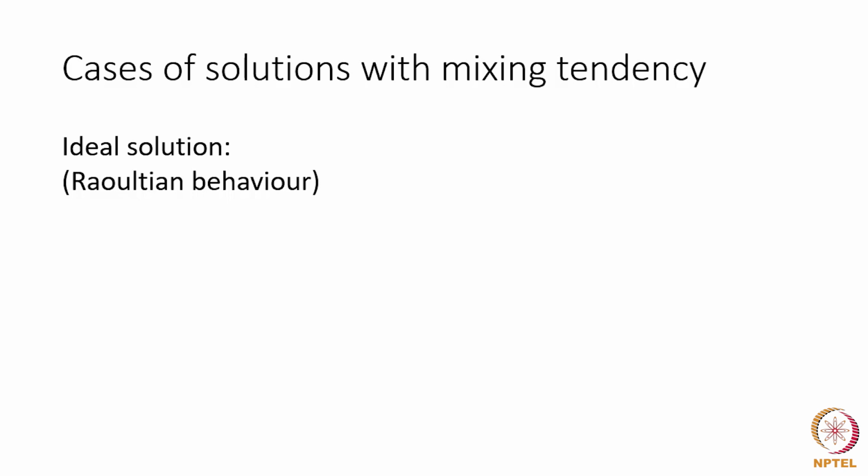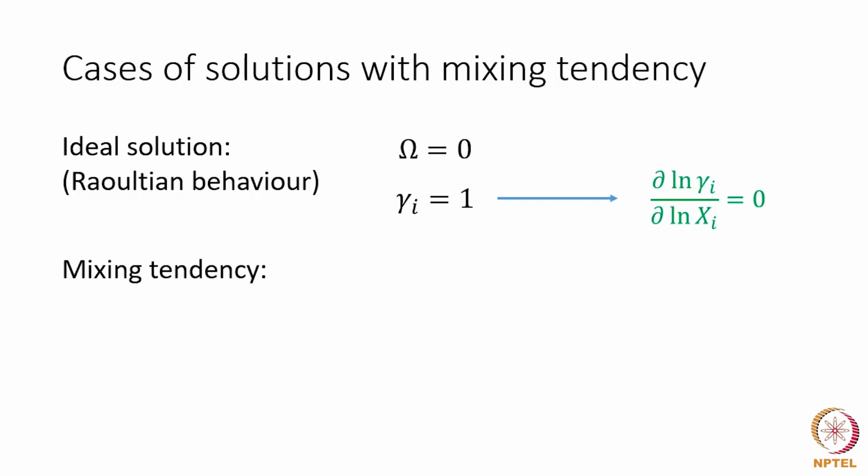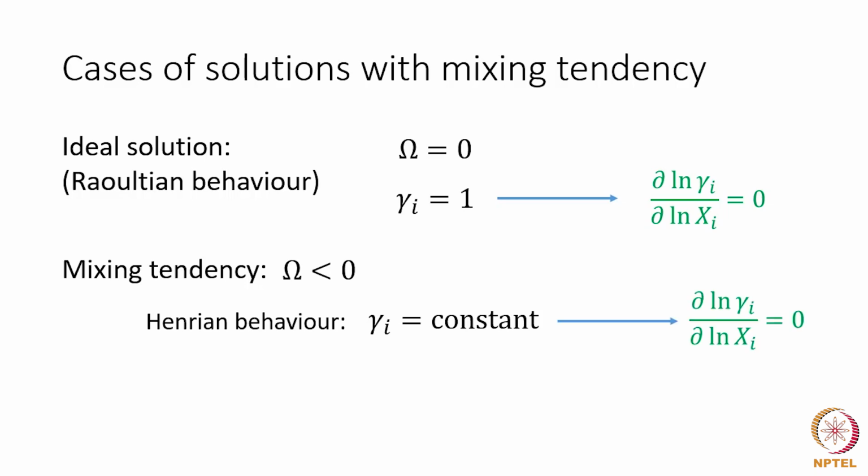In an ideal solution, which we also denote as Raoultian behavior, because gamma is 1, we can say that this thermodynamic factor is 0. And whenever there is a mixing tendency, or when the omega is negative, you can have a Henrian behavior, that is, gamma is constant. You can have gamma as constant, and that would also give you the thermodynamic factor 0, but this is only at dilute alloys or dilute solutions usually. For higher concentrations the Henrian behavior will not be there, and you would then come to the conclusion that the thermodynamic factor is positive.